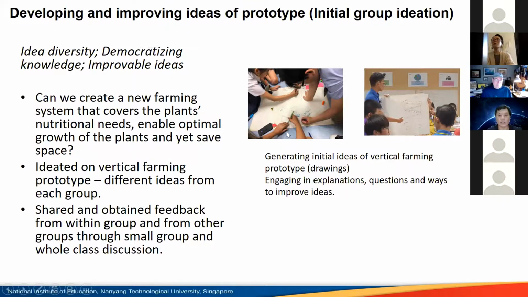By doing so, we encourage the students to form different ideas, different types of design, and the discussion helps them to share and obtain feedback from within the group and from other groups to improve their design. So initially, we saw that the students tried to include what they had learned from the scientific investigations. They thought about how to use some colored lights to make the plant grow, and also they tried to stack plants up vertically to save space.